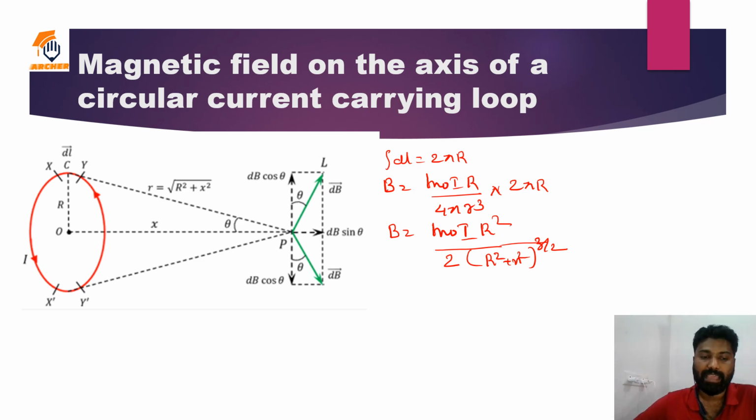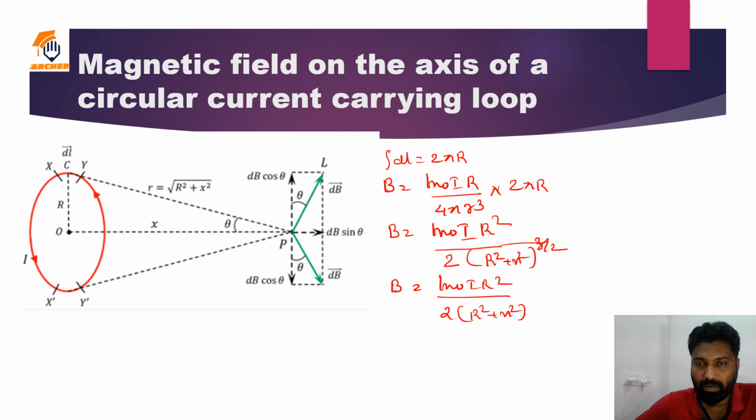Okay, so here the direction is along the positive x direction. So we can write this as B is equal to mu 0 I r square the whole divided by 2 into r square plus x square the whole raised to 3 by 2 into I cap. Like this also we can write.